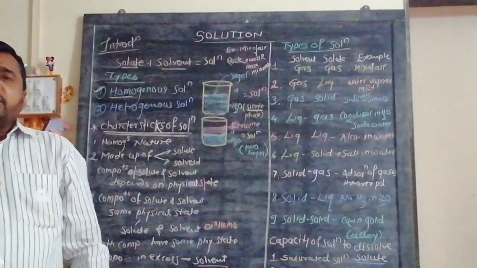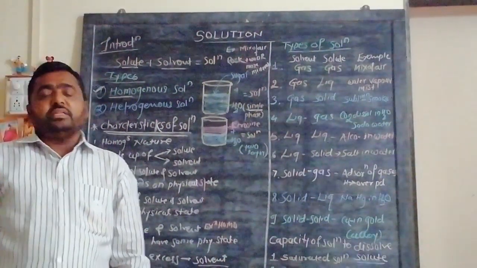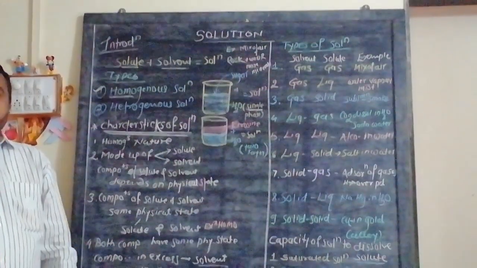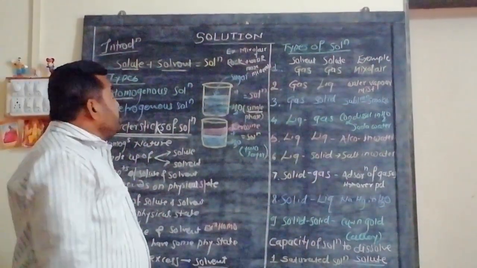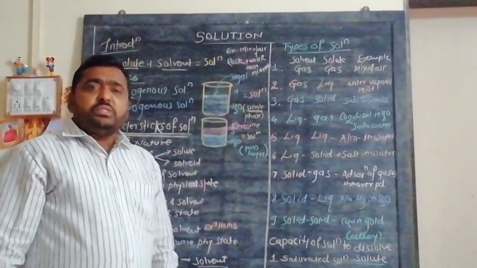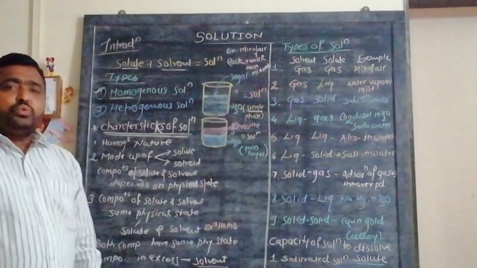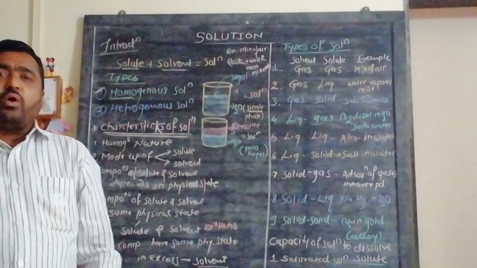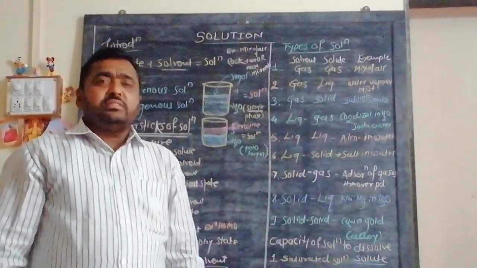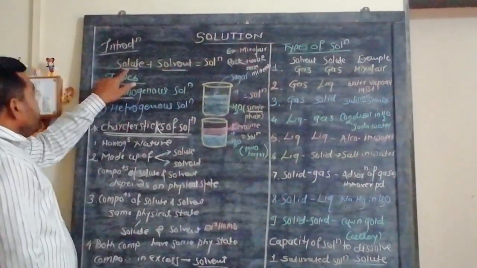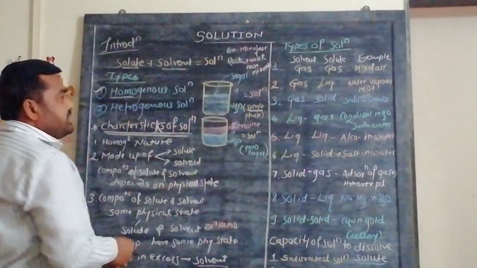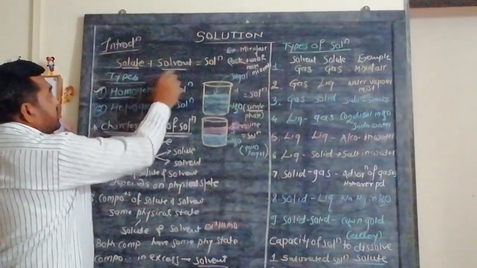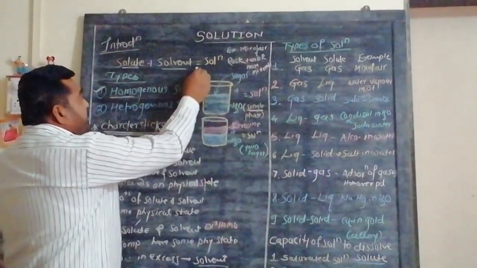We have completed chemical thermodynamics and energetics. Let us start the new topic, solution. What is meant by solution? A solution is a homogeneous mixture, a combination of two components: one is the solute and the other is the solvent. When the solute dissolves into the solvent, you obtain a solution.